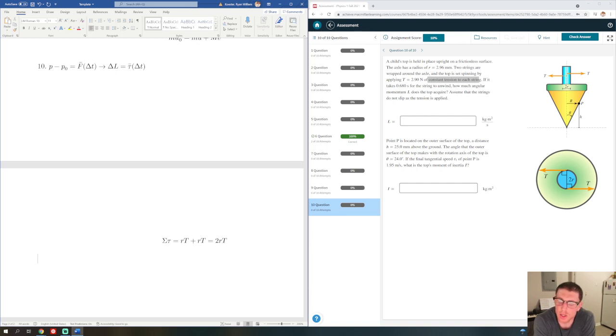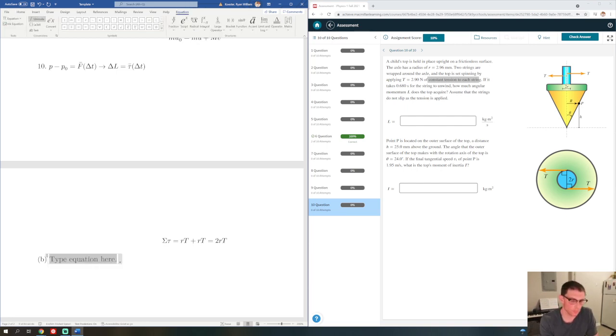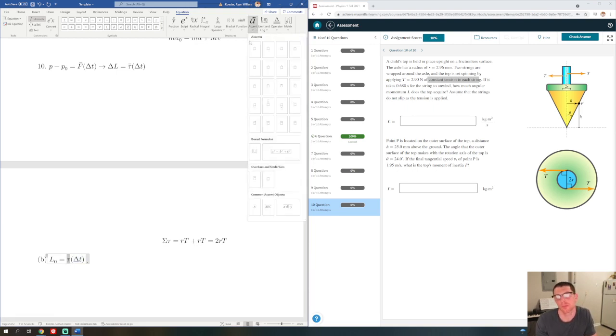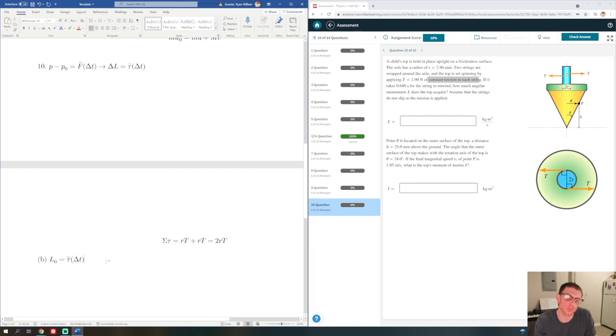Let's see what we got here for the last part. It looks like this will just be conservation of angular momentum, right? Because you have some value for L, like the L that we just found essentially. Well, we called it delta L, but whatever. So we could say this. We could say L naught equals tau bar delta T. And that is what you should put here.